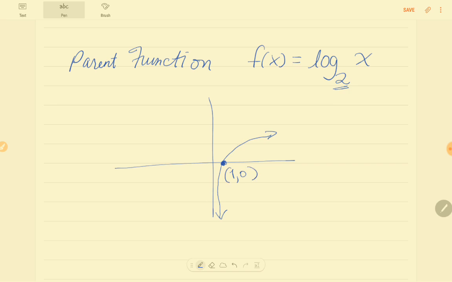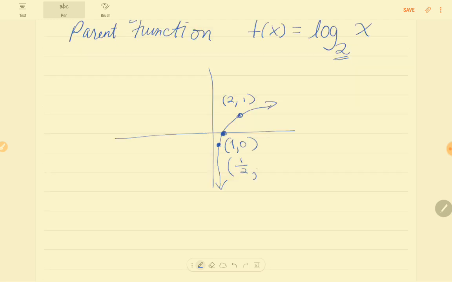Then you have the point 2, 1, so the base and 1, and then you also have a point down here, which would be the reciprocal of the base, and -1. So if we try to do an XY table, let's plug in 1 for x. So what's going to happen? Then you're going to have f of 1, which would be the log base 2 of 1 as an input.